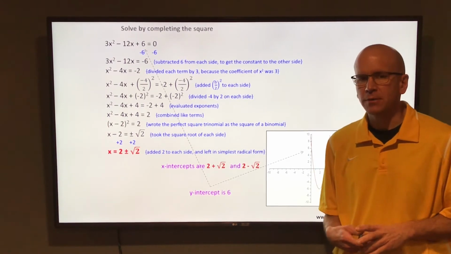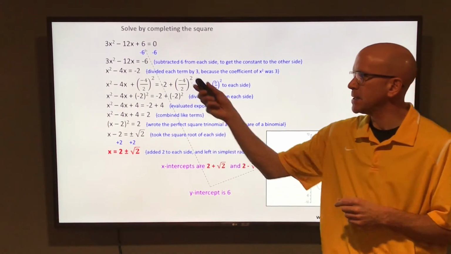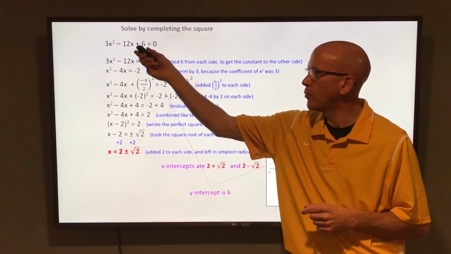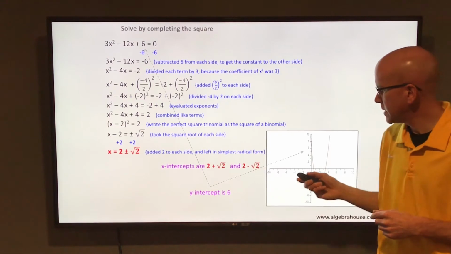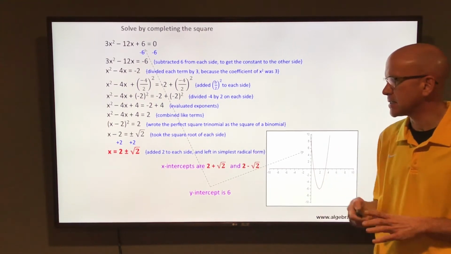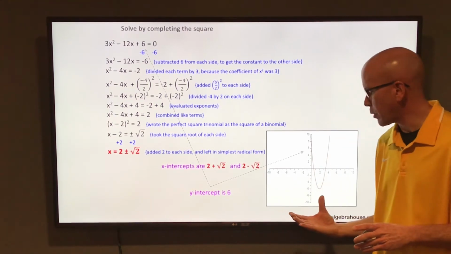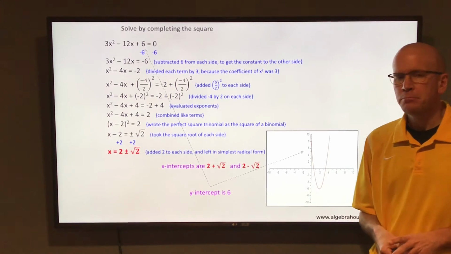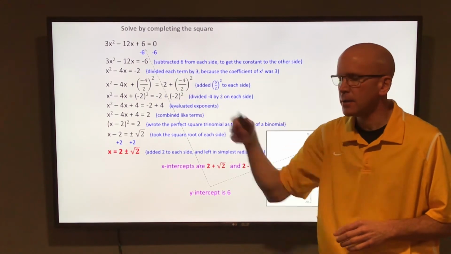Those are the x-intercepts. Remember, the y-intercept is the constant term when it's in standard form. So the y-intercept here is 6. You can see it hits the y-axis at 6. Also, you can see that the parabola opens upward because the coefficient of x squared is positive.